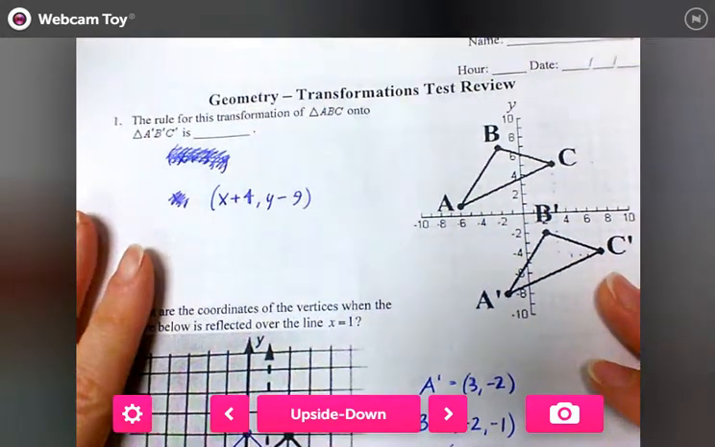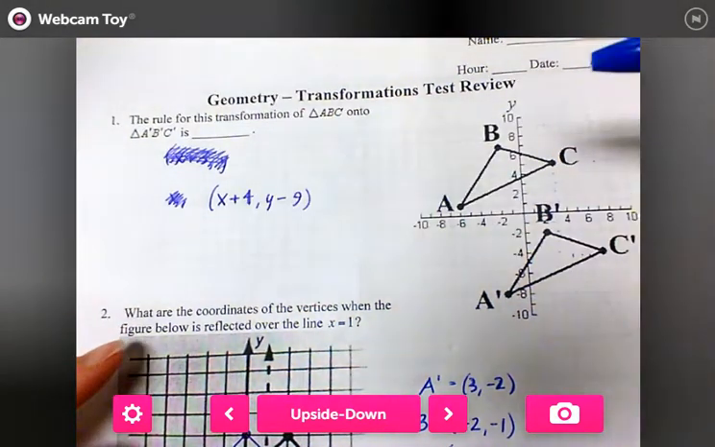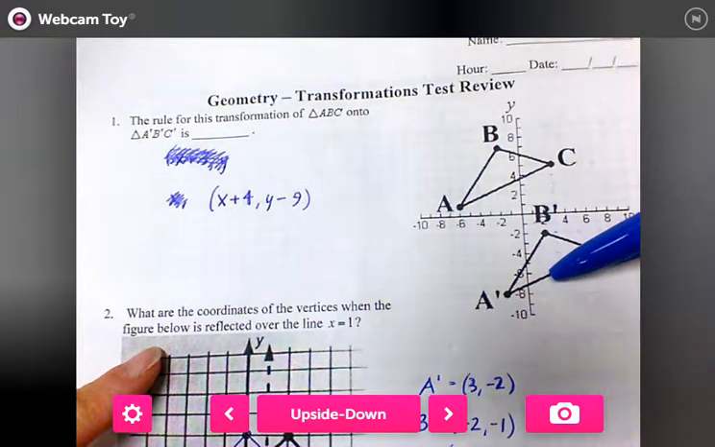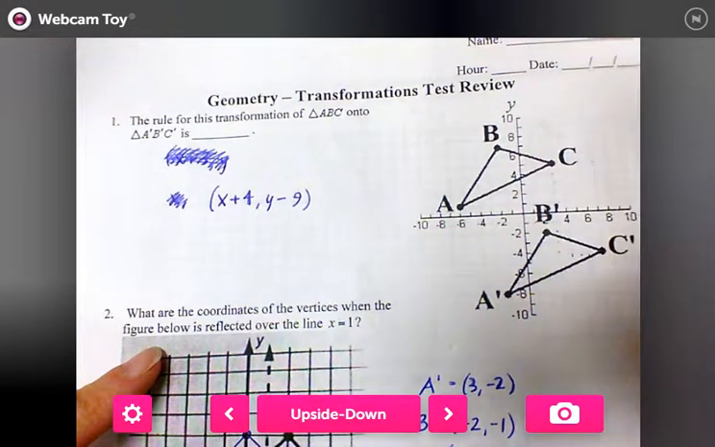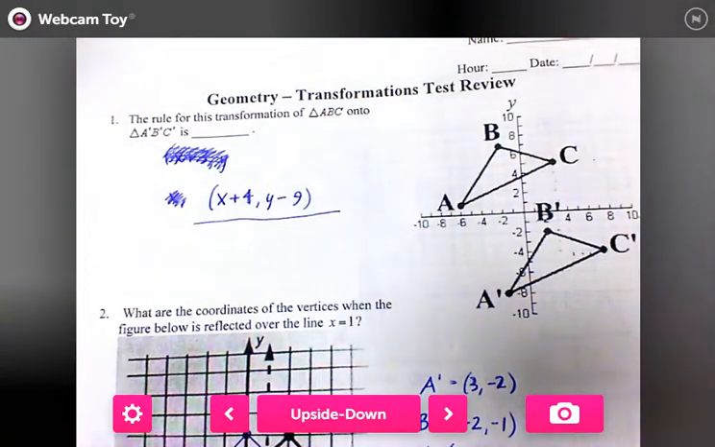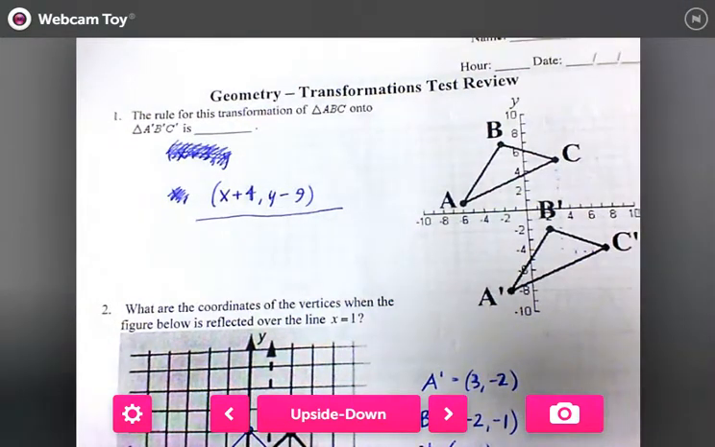Okay, number 1 is x plus 4, y minus 9. I moved 4 units to the right, 9 units down. Okay, you need to have it written like this. This is going to be a multiple choice problem, so you'll have to pick, and it is going to be in this kind of format, not right 4 down 9. Okay, it's going to look like this: x plus 4, y minus 9.